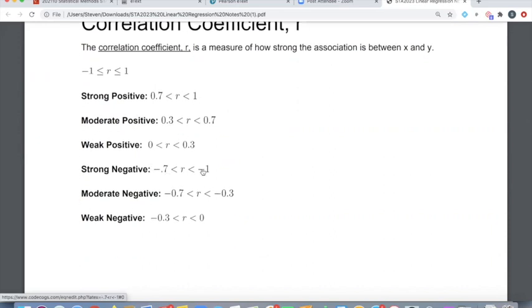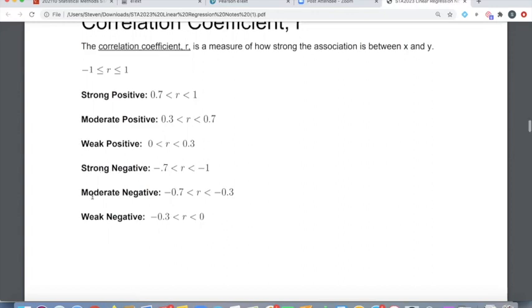And then the same for negatives. Close to -1 would be strong negative. Negative but close to 0, we would say weak negative. And then around -0.5, we would say moderate negative.